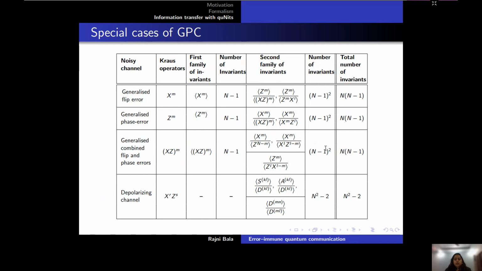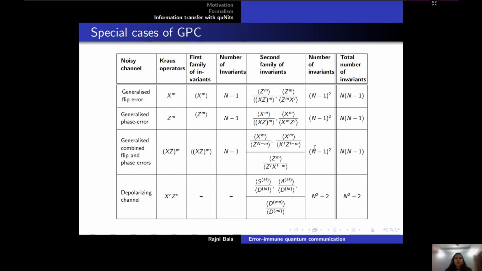So this simply reflects the fact that we are having a very restricted number of invariants from the first family, which are simply linear in n. However, the second family provides us invariants which are quadratic in number. Okay, so all these three channels were very special cases of the generalized polychannel.